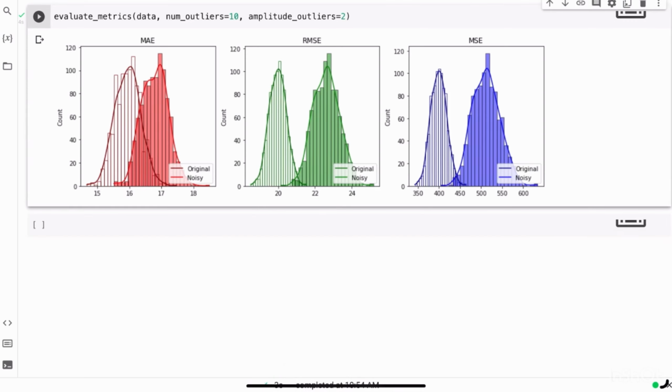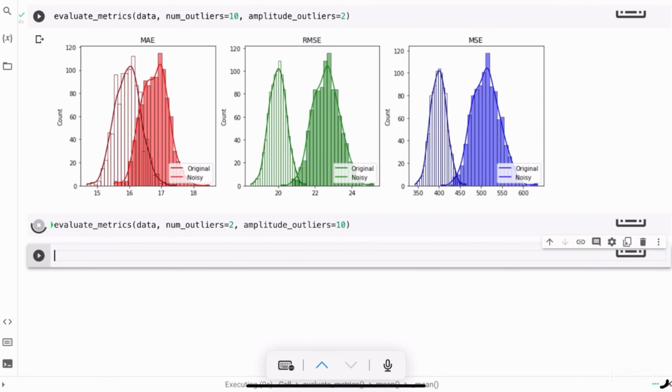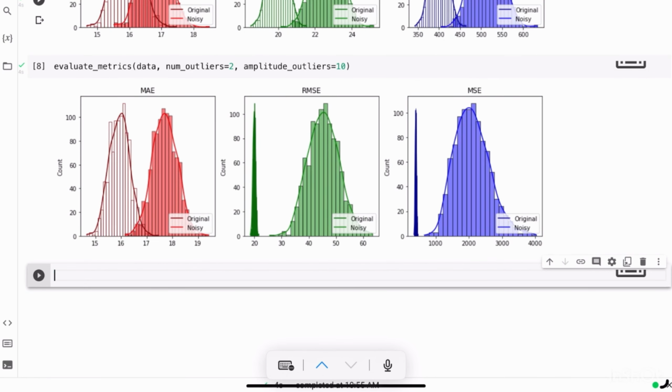And if I actually increase the amplitude here, so as of now, even though I have added 10 outliers, the shift from the original is only 2 times. Now I will do the shift by 10 times. And I'm only taking 2 samples, only 2 outliers. So if I do that, this is how the distribution looks like.